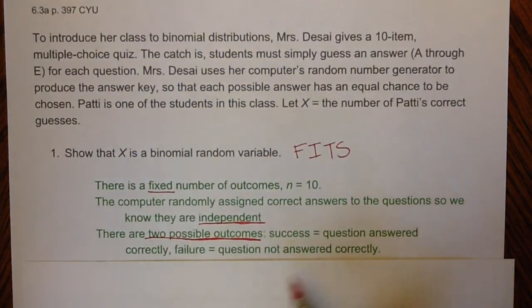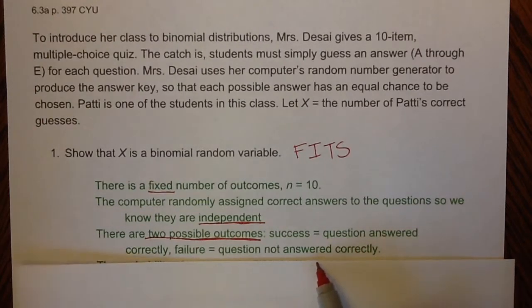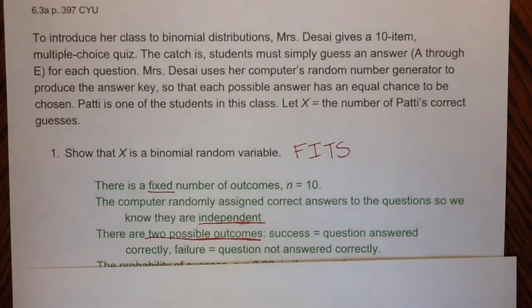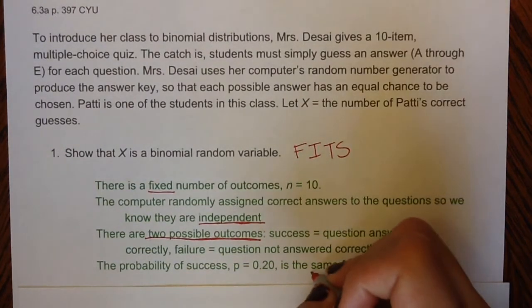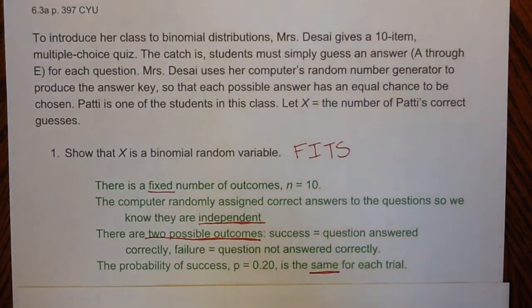Now for success and failure, success is always what you want to occur, whether it's a good thing or a bad thing, and then failure is what you don't want to occur, again, whether it's a good thing or a bad thing. So don't think success has to actually be a positive thing. It's just what you are looking for. And then the probability of success, P equals 0.2, is the same for each trial. And that last condition is that the probability has to be the same.